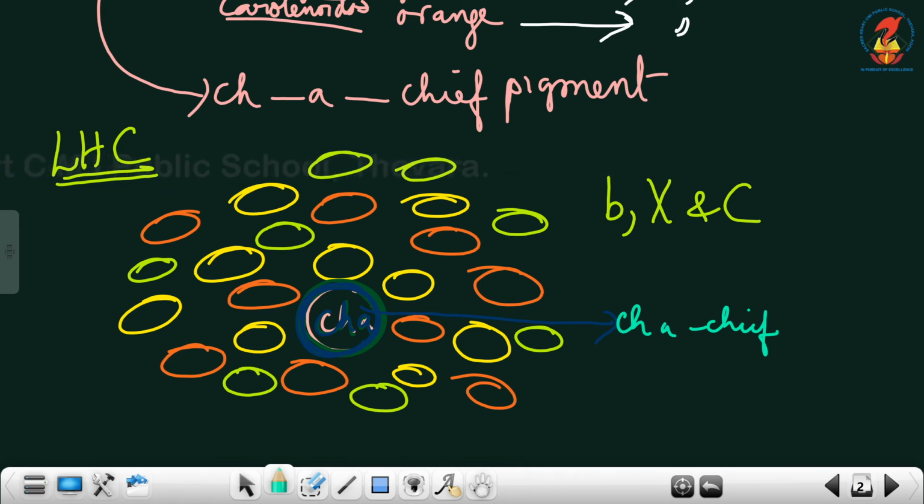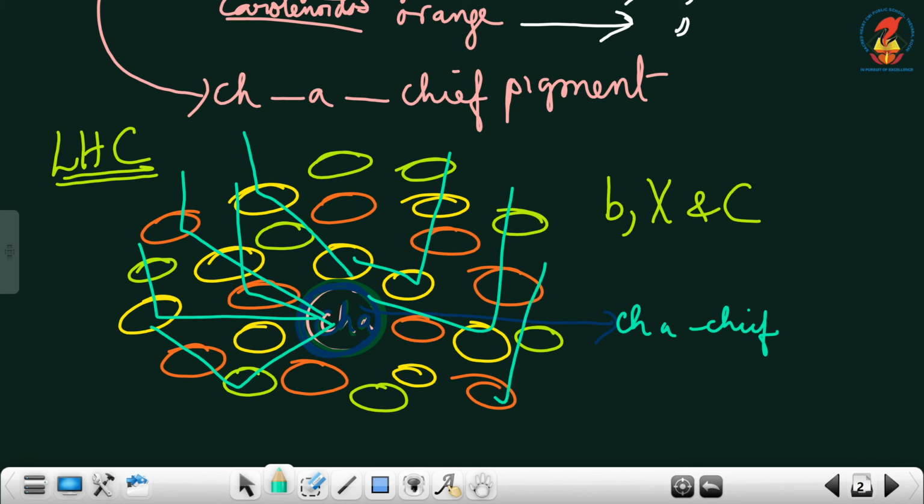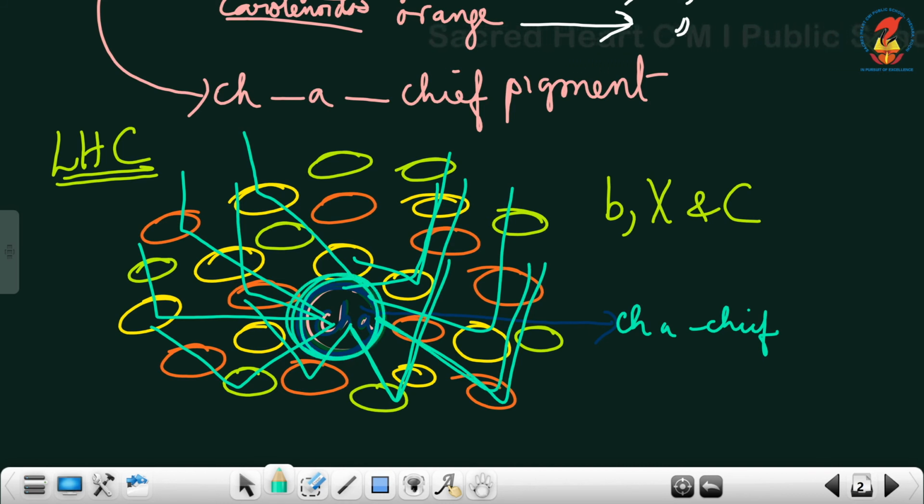Then what is the role of the other pigments? We are saying this is the chief, this is the main pigment which absorbs light. What is the role of the other pigments? Yes, the other pigments also absorb light at various wavelengths. We saw from the graph, they absorb light at different wavelengths. So, the advantage is that all these light waves of various wavelengths are transferred to chlorophyll A, and chlorophyll A traps all the energy of various wavelengths.